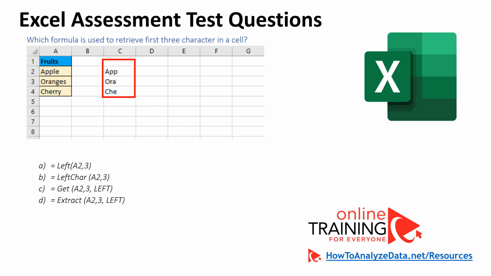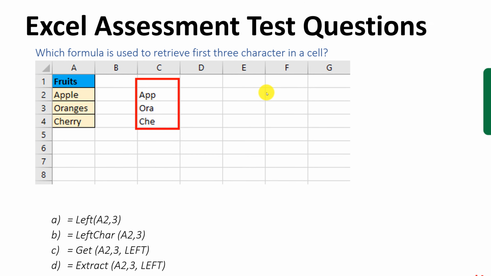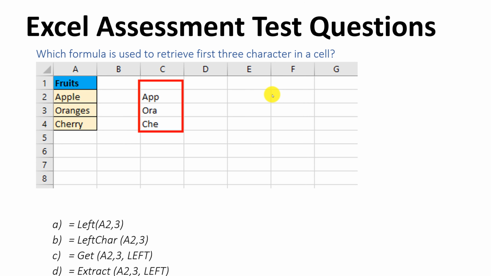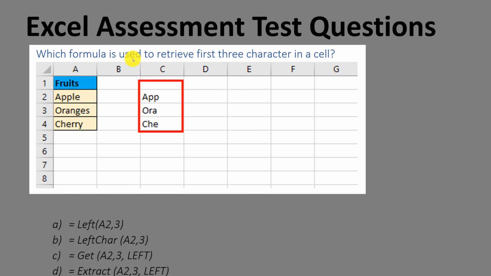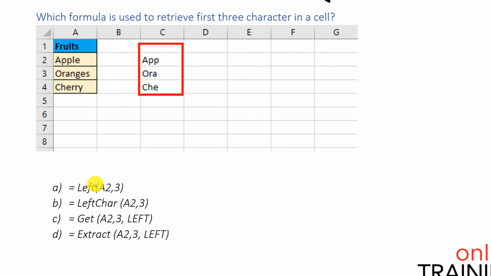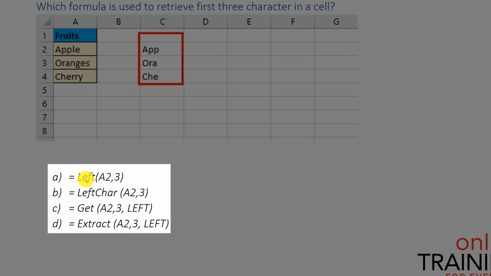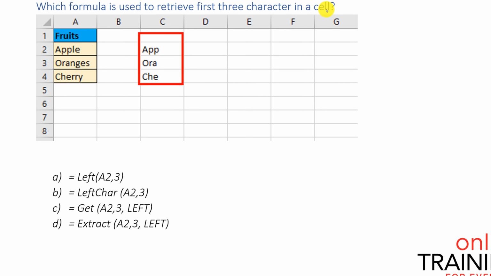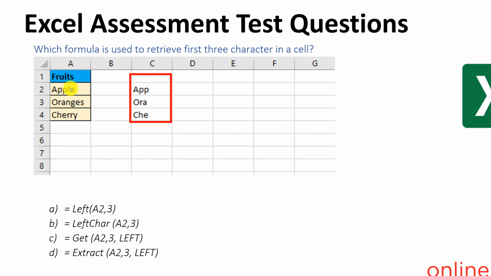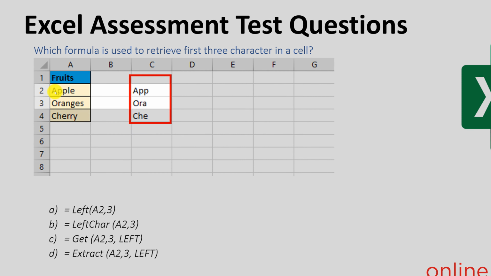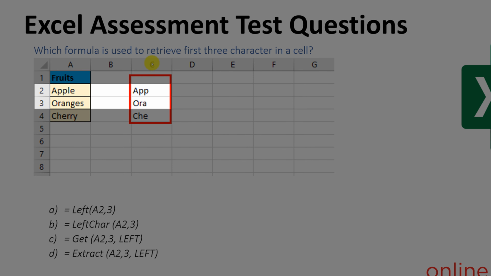Very frequently, you're being tested on your knowledge of Excel formulas. And this is one of those questions, where you will be asked which formula is used to retrieve first 3 characters in a cell. And you're given 4 different choices: left, left char, get, and extract. So what does it mean, first 3 characters in a cell? It means that it's probably going to be on the left side. So for a sample of apple, you see on the column C, where the values are highlighted, first 3 characters would represent APP. For oranges, it would be ORA.